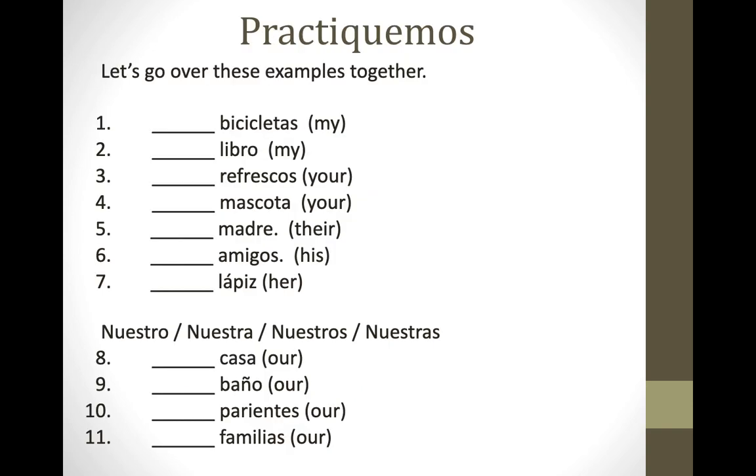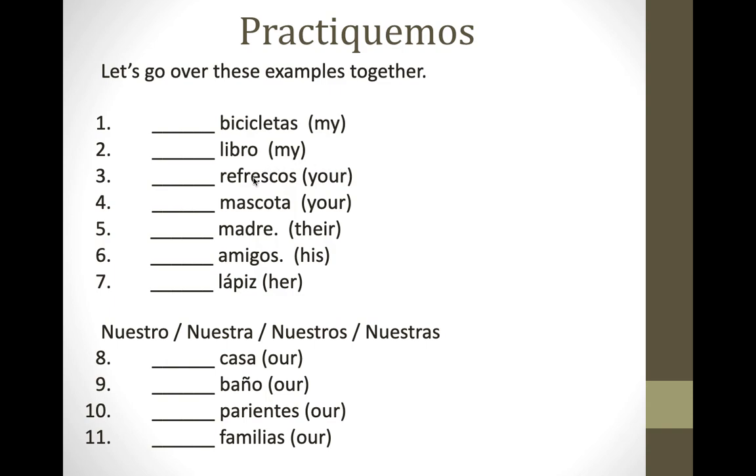All right, let's do some practice together. This is not on your note guide. I'm just going to go through and tell you what each one of these would be and explain why. So bicicletas is plural for bicycles. So instead of using mi, we would use mis. Okay, so this would be mis bicicletas, my bicycles. Okay, book is singular. If you want to say my book, you would use the singular my. So mi libro.